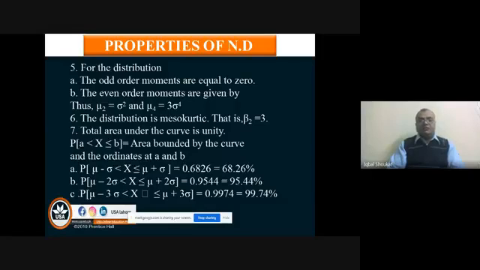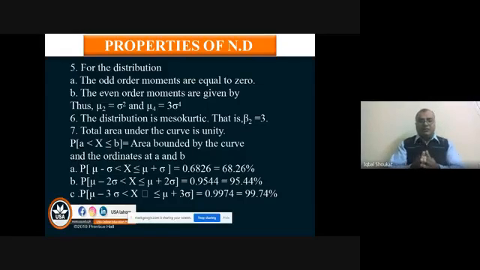And we have taken it as beta 2. If the value of beta 2 is equal to 3, the distribution would be mesokurtic, and when the value of beta 2 is less than 3, the distribution would be platykurtic, and when the value of beta 2 is more than 3, the distribution would be leptokurtic.